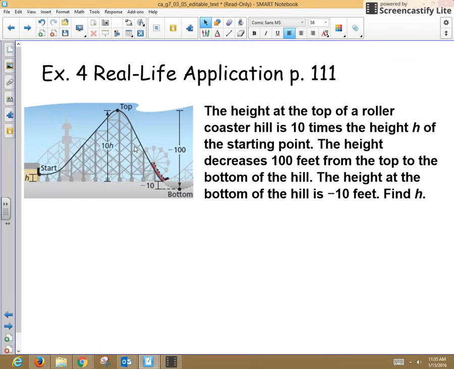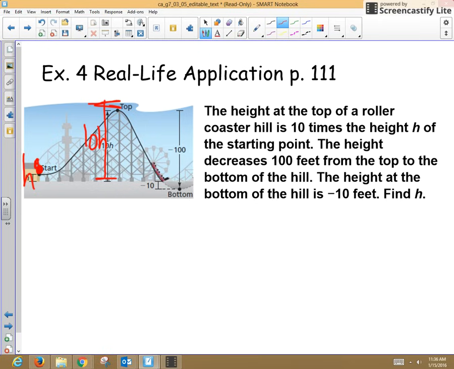Now, example 4 is a real-life application problem. We have a roller coaster, and it says, the height at the top of a roller coaster is 10 times the height of the starting point. So look at the picture, just pause for a moment. I'm going to show you where we start. We start over here, which we call H. H is our starting point. And at the very top of the roller coaster, it's 10 times the amount we started at.